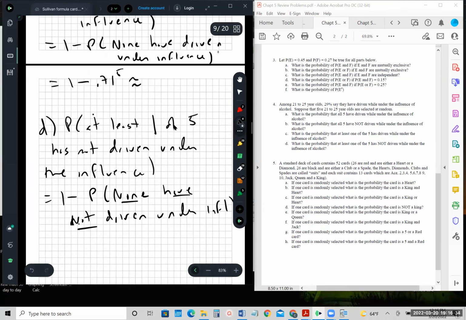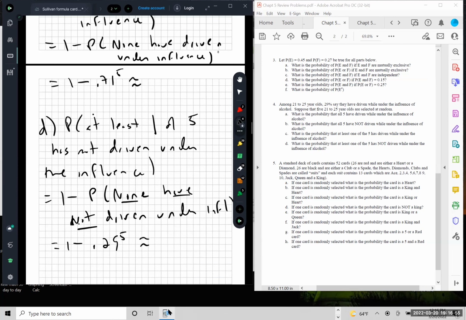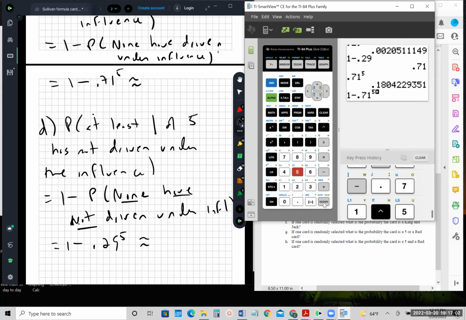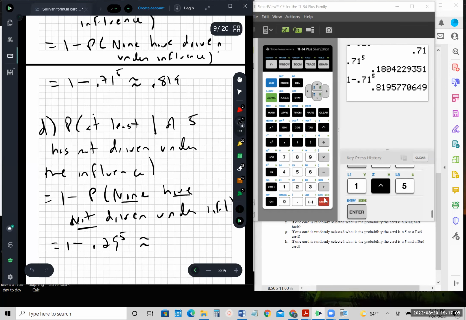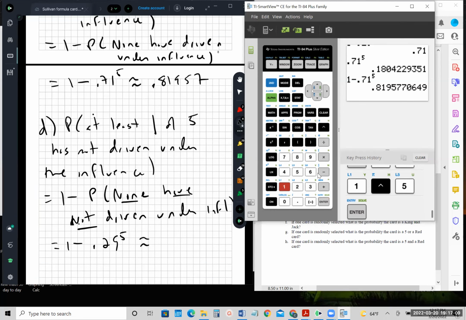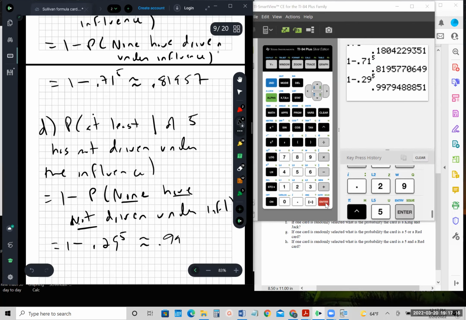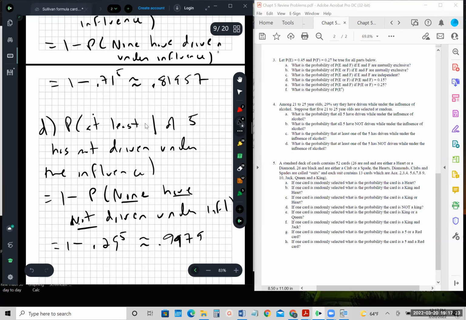But then down here, when it says at least one of the 5 has not driven under the influence, that would be 1 minus none have not driven under the influence, which means that's 1 minus the 0.29 to the 5th, because essentially if none have not driven under the influence, that means that they all did. Okay, so then our 2 answers would be, let me just pull up the calculator here. 1 minus 0.71 raised to the 5th. That will give us 0.81957 for this one. And if we do 1 minus 0.29 raised to the 5th, we're going to get 0.9979. Okay, so that would be that one. Got a bunch of double negatives there, so it gets a little bit confusing, but that would be that one.